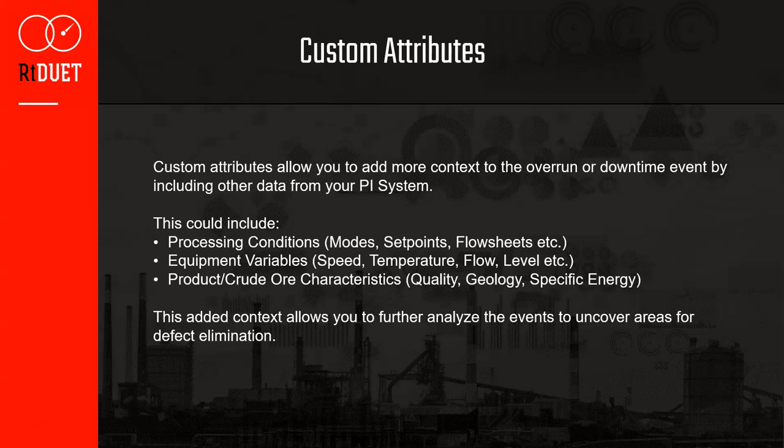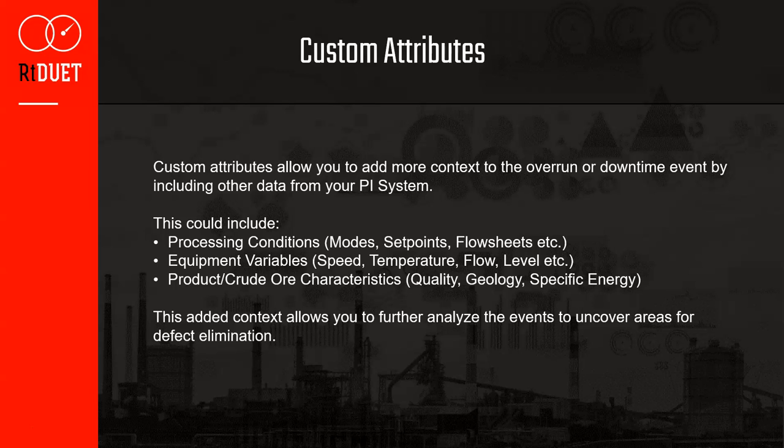Since RtDUET sits on top of OSIsoft Pi, we can leverage the power of Pi to gain more functionality out of RtDUET. Custom attributes allow for greater context to be applied to the event by including other data from your Pi system. When reporting or analyzing the data, the custom attributes enable you to further slice and dice the data to reveal true root causes of your overruns.